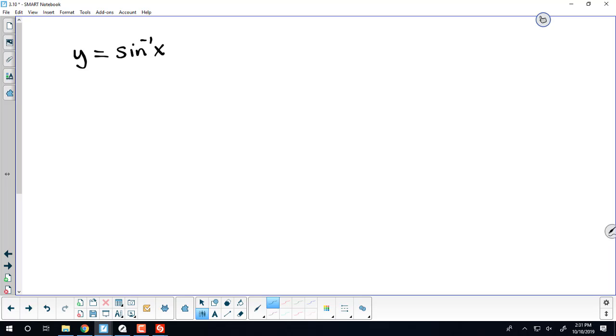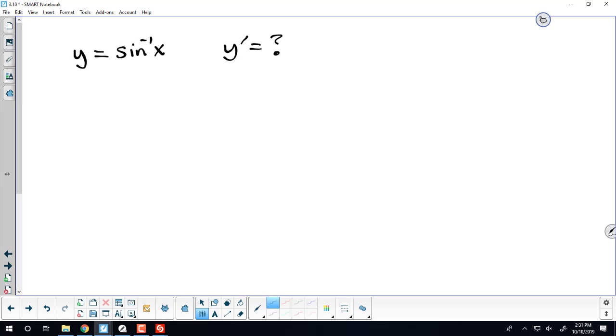So if y is the inverse sine of x, and we want to know what is the derivative of inverse sine of x, really the definition of the derivative is one option. We could say, well, what's the limit as h approaches 0 of the difference quotient for that function?